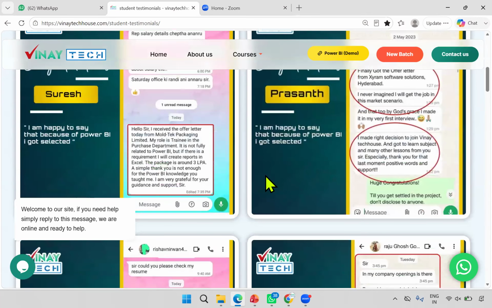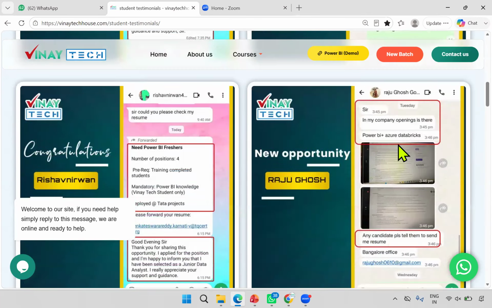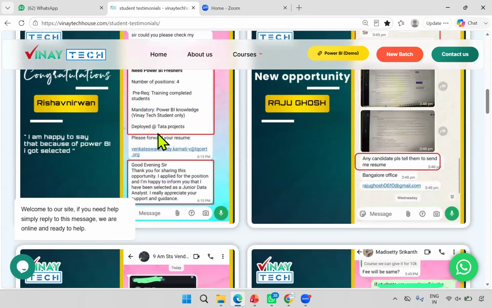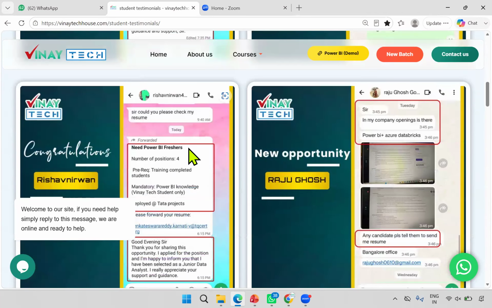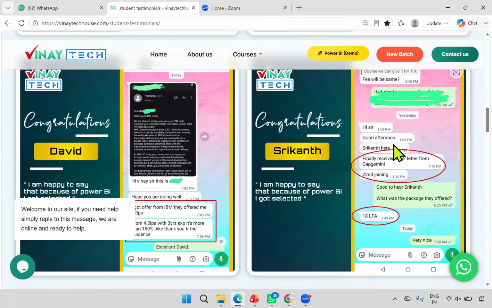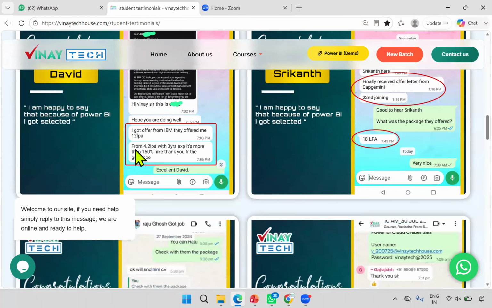Freshers get only 3 to 6 lakhs in between. Experienced, companies also approach us. So we have a requirement, need Power BI freshers, 4 members, training-complete students required. And they will provide a JD and ask, any candidate, please let us know for the Bangalore office. And this guy got 18 lakhs per annum. And this person got 4.2 lakhs per annum with 3 years experience, so a 150% hike.